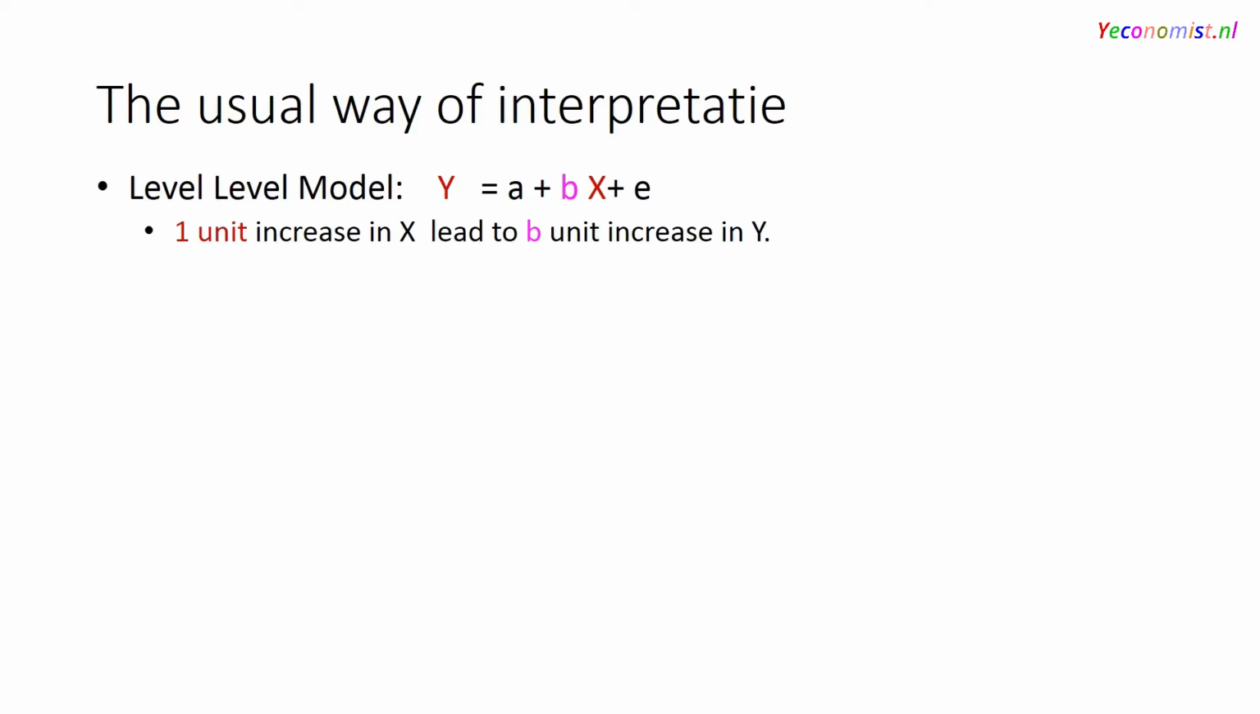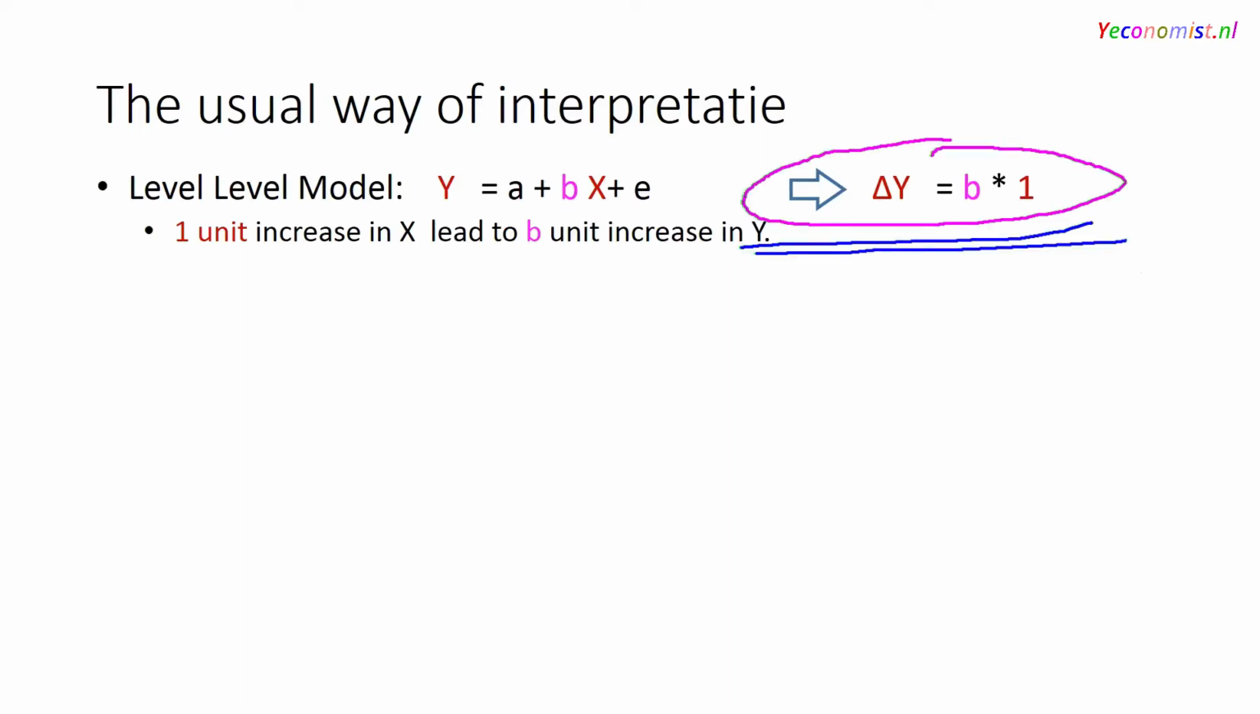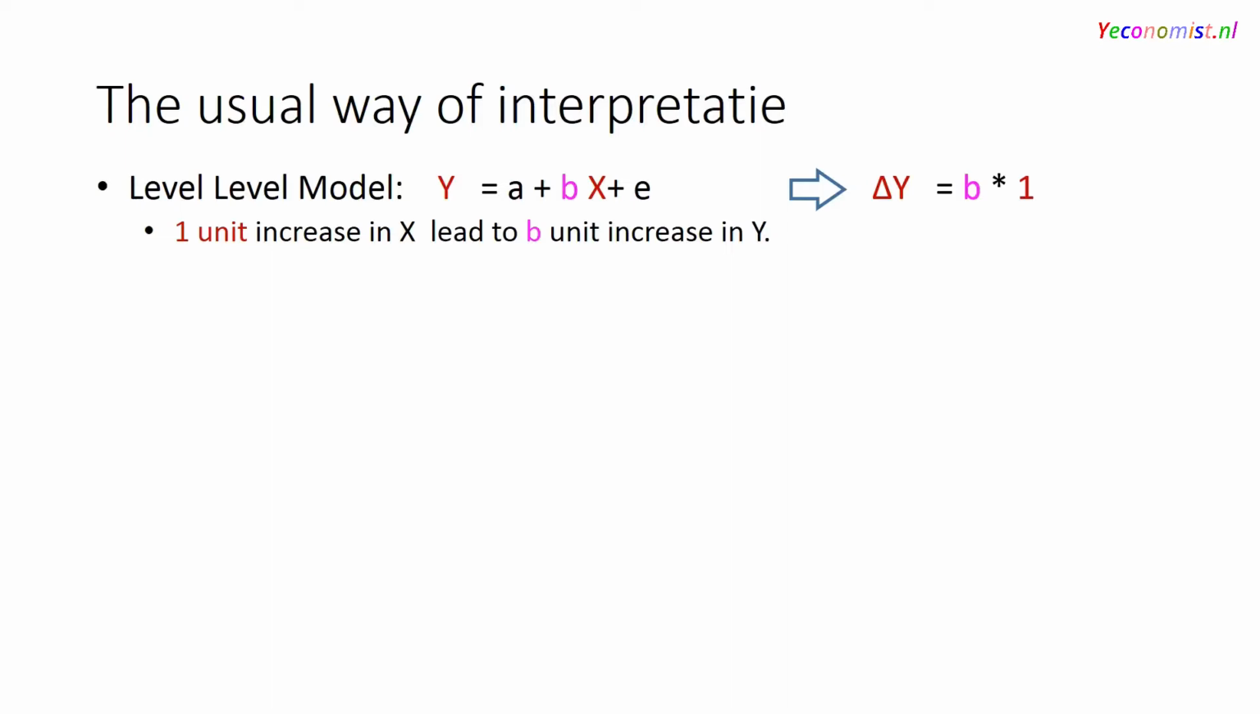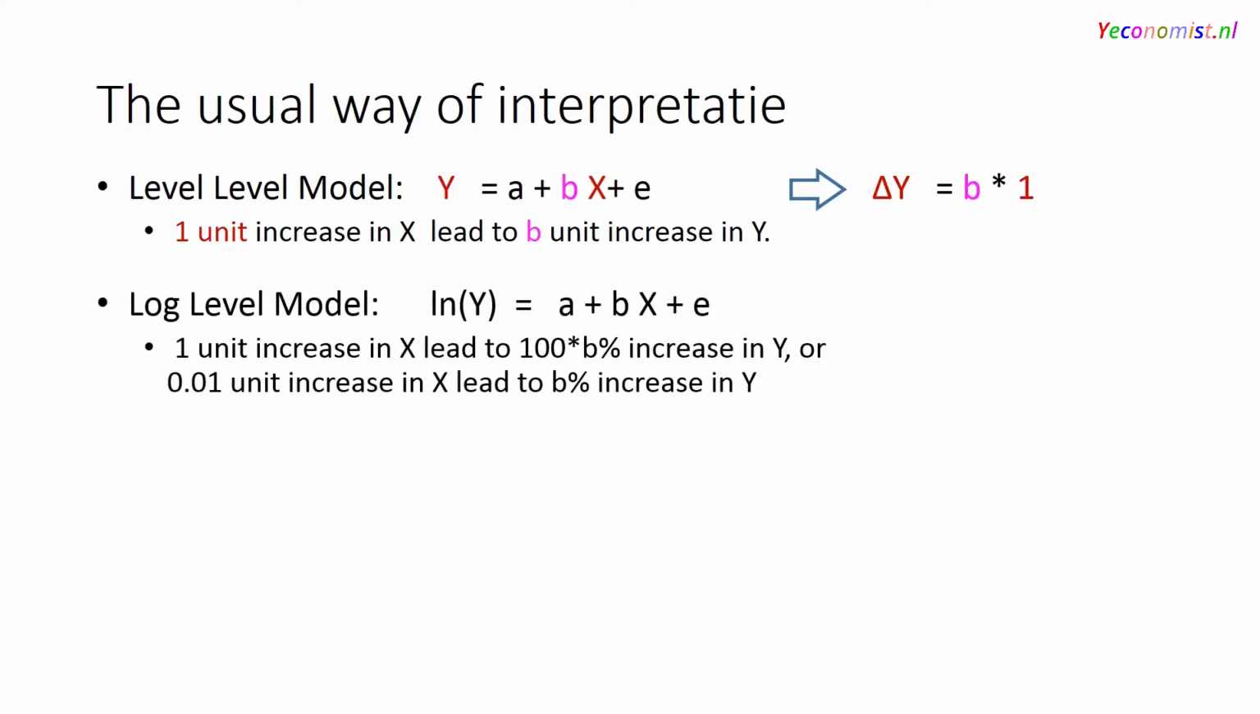Now let's look at the interpretation. The level model is clearly very straightforward, and assuming that b is positive, a 1 unit increase in the x variable would lead to a b unit increase in the y. And if you ask why this is the case, just look at the right part of the equation, so it's very straightforward. If you have the model with logarithm, then the usual way of interpretation is to associate the change with percent. So if you have the log level model here, then we would say a 1 unit increase in the x variable would lead to a 100 times b% increase in the dependent variable y. Or alternatively, a 0.01 unit increase in the x would lead to a b% increase in the y.